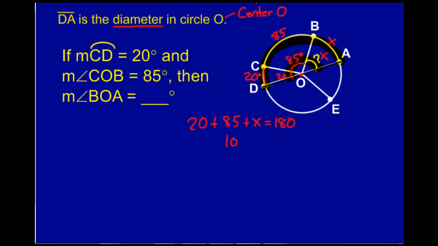We combine like terms. We're going to subtract 105 from both sides, and we get 75. So the measure of angle BOA is 75. And again, it didn't matter whether you think of that as arc BA or angle BOA. In both cases, we come up with the same conclusion there.